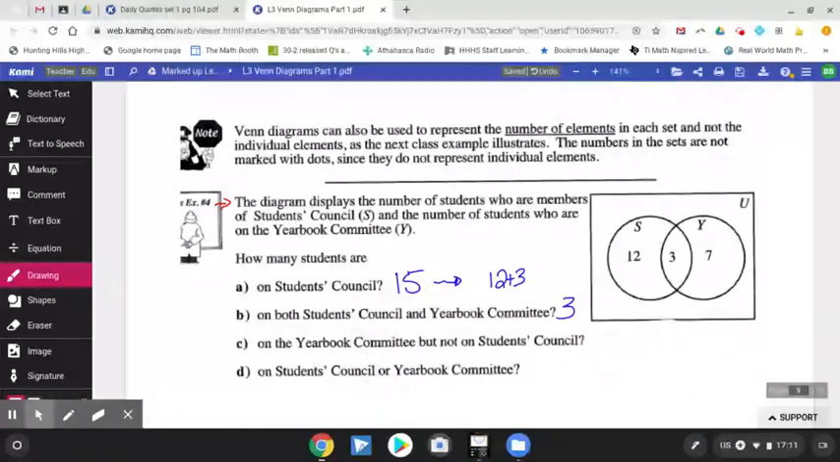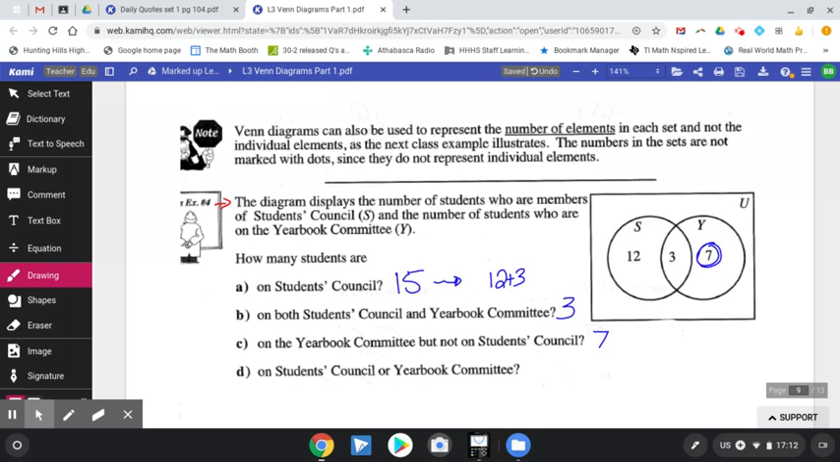And part C, how many students are on the yearbook committee, but not on student council? So these 7 people right here, they're in the yearbook circle, but they are not in the student council circle. So we've got 7 people.